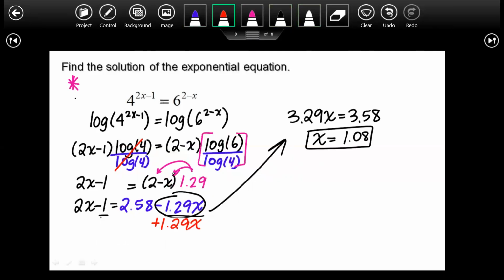Alex, all I did is this. And all I did is I added 1 to both sides too. Questions? Straightforward.